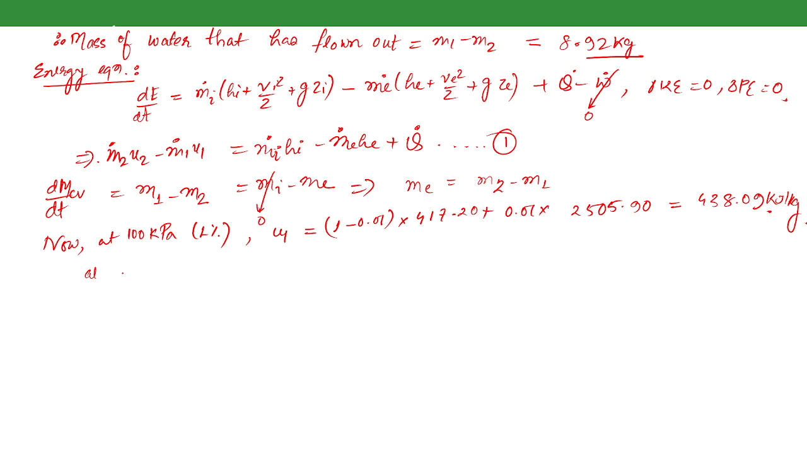At 2 megapascal for saturated vapor, the exit one. In this case, Mi is 0 already. He is Hg corresponding to 2 megapascal, and that is equal to 2797.03.